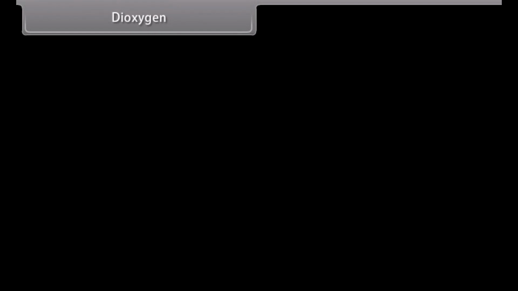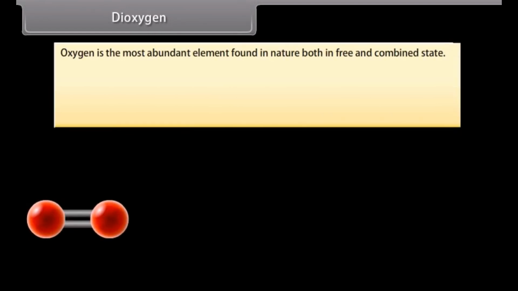Dioxygen. Oxygen is the most abundant element found in nature, both in free and combined state. Nearly all rocks, clays, and many minerals contain a high proportion of oxygen. Preparation of dioxygen can be done by the following methods.